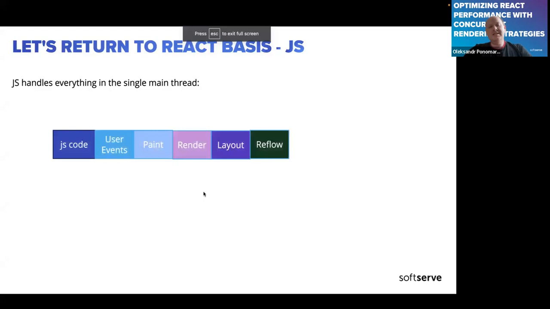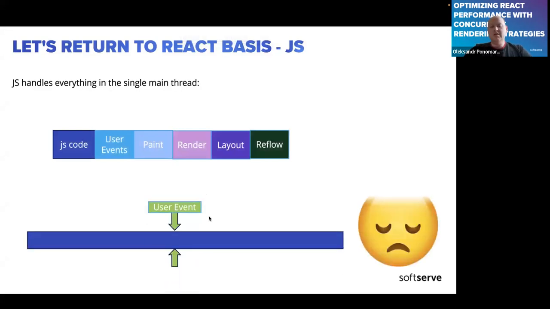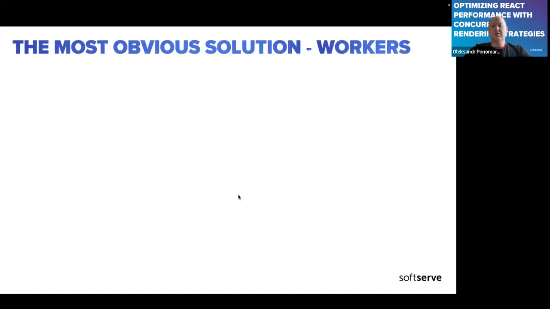Let's think about a possible solution. How can we overcome this issue with unresponsiveness? The first thing which can come to mind is to move our heavy tasks into a separate thread. I said that JavaScript is single-threaded, but that was before workers. What is a worker? Workers are the instrument which allows us to move our heavy calculation to a separate thread.